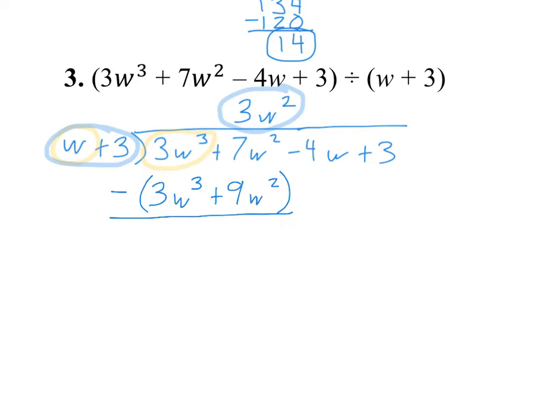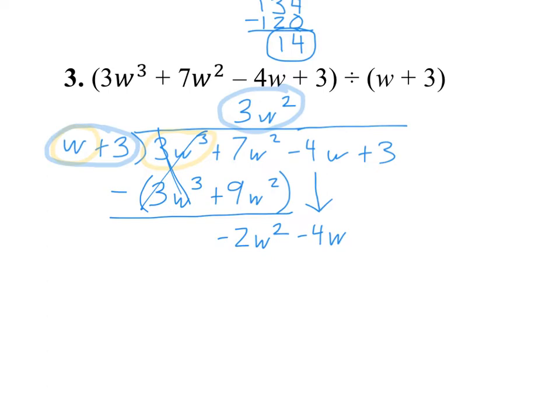So the first column should cancel out. If you're not able to get it, so the first column cancels out, then you did something wrong when you were dividing. 7w squared minus 9w squared is negative 2w squared. And now we bring down the next term and start over, divide.